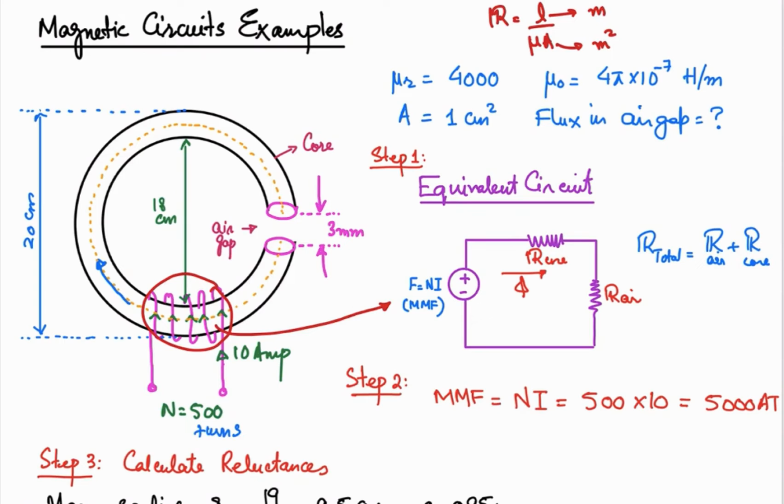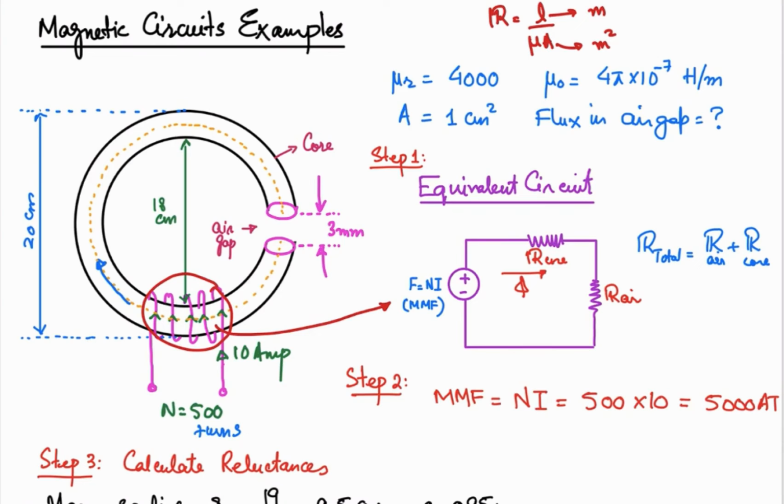Then the reluctance of this core structure will be calculated as the length of this part divided by the permeability of this path times the cross sectional area. I am going to call it the reluctance of the core, and then there is the reluctance of the air gap. These two are in series because the flux will have to travel through this core and then through this air to complete its loop. So that's why these two reluctances are in series.